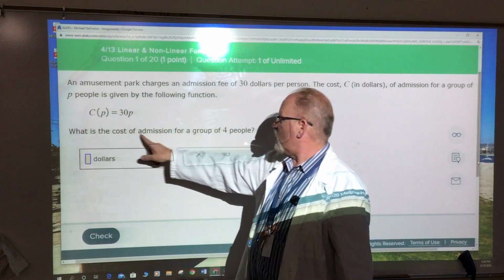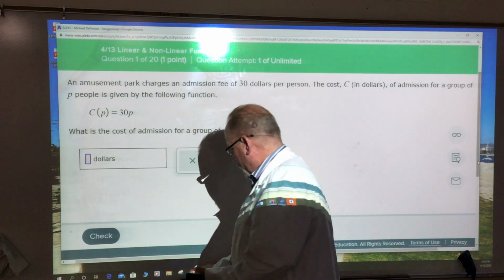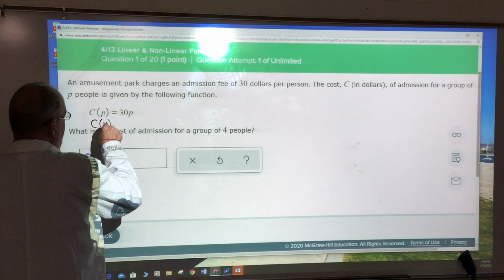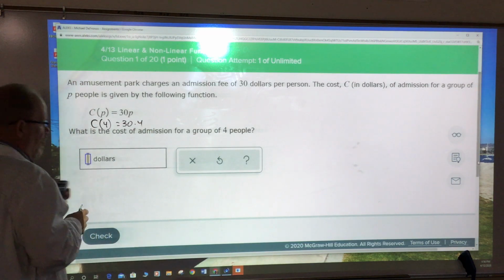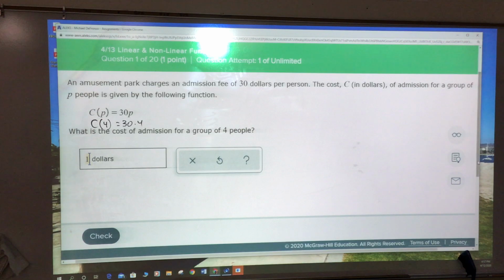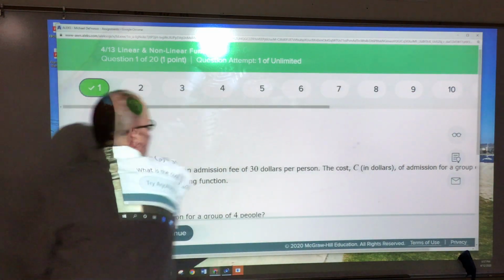So, what is the cost of admission for a group of 4? That would be C of 4. This is how you would write this. C of 4 equals 30 times 4, or $120. Okay? And that is correct.